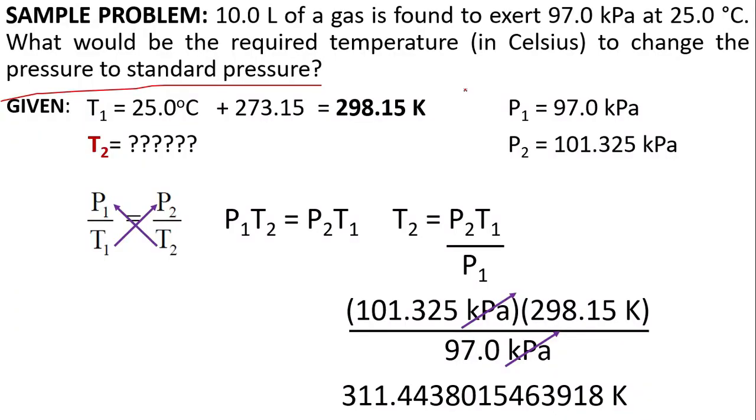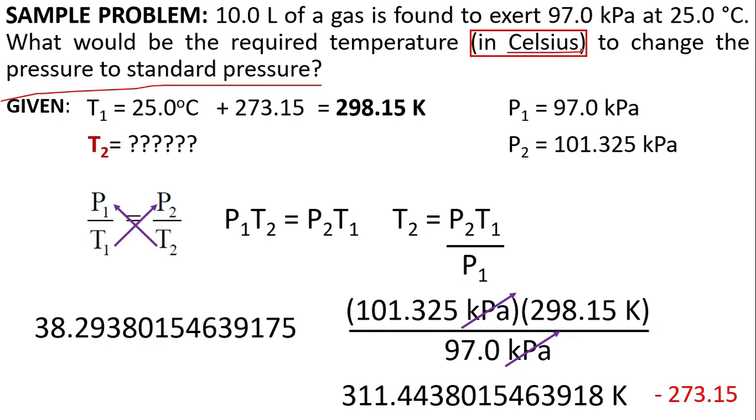So as you can see, I'm not rounding off yet. It's because we're looking for Celsius. Okay, so what you want to do is to convert Kelvin to Celsius. Do this by subtracting 273.15. This will give us 38.2938, etc. Since the given has three significant figures, our final answer is 38.3 degrees Celsius.